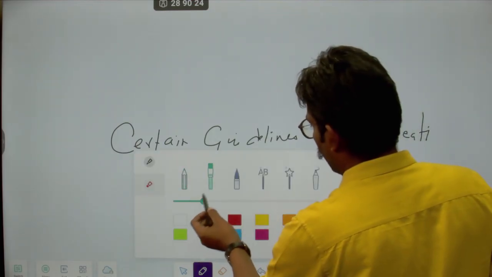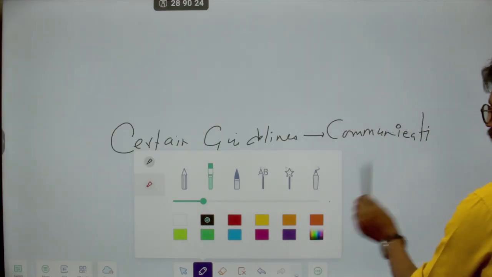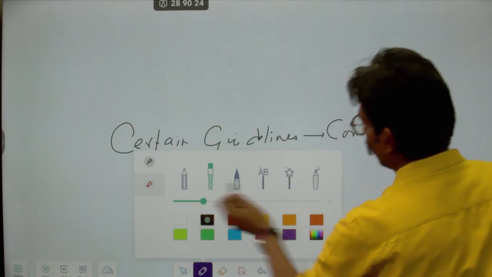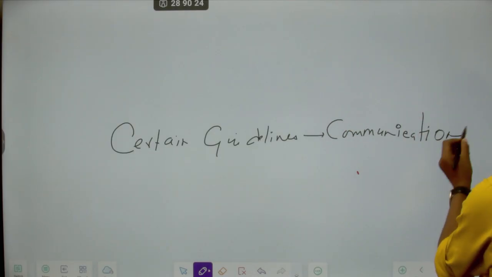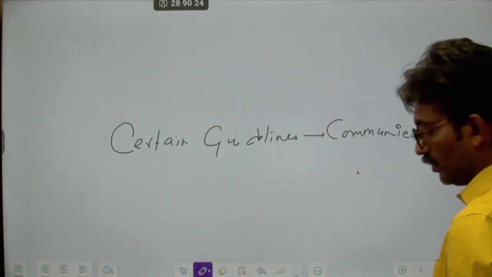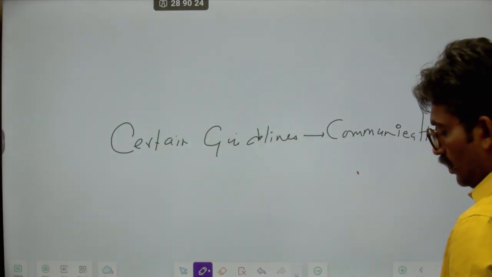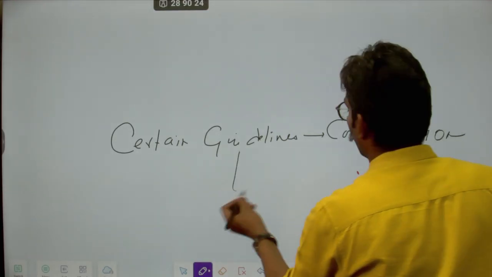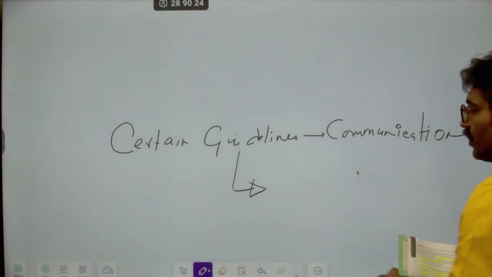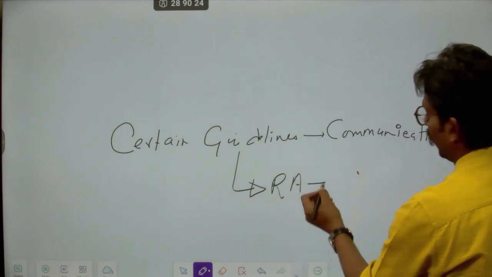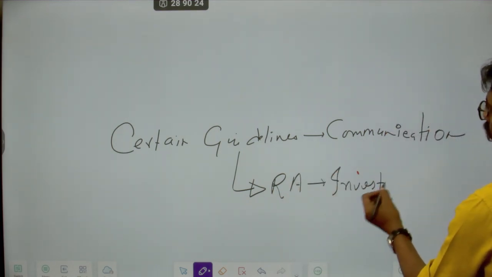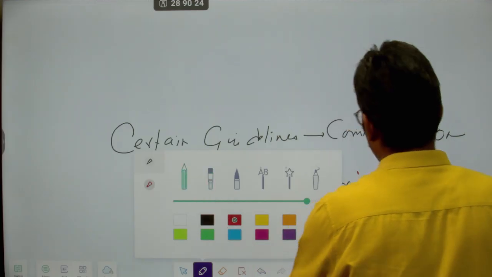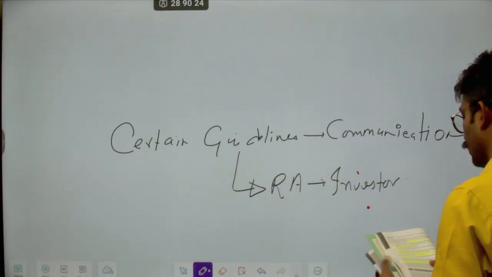There are certain guidelines as far as communication with the clients is concerned. What are those? So when you communicate to your client, who's your client here? For a research analyst, the client is his investor base. So how would you communicate? There should be clarity.